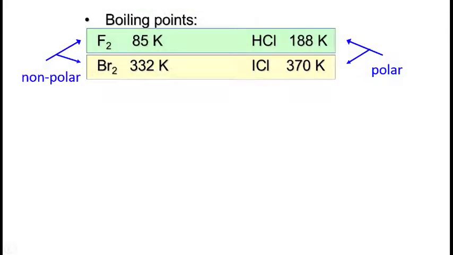Previously, we looked at this boiling point data and found that when molar masses are similar, polar materials tend to have higher boiling points than nonpolar materials. HCl has a higher boiling point than F2. ICl has a higher boiling point than Br2. But there is a second way to look at this data.